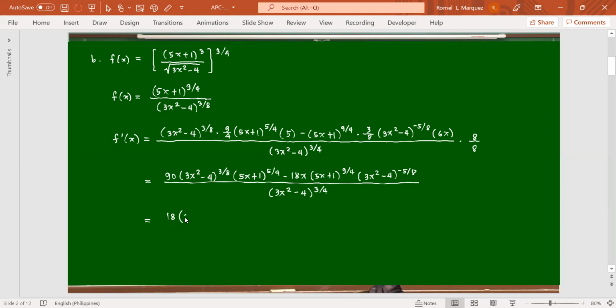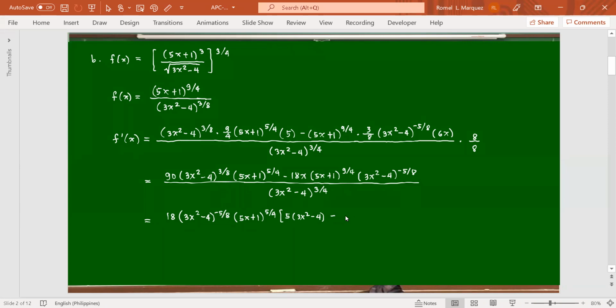Guys, 3x squared minus 4. Which one is smaller, the 3 over 8 or the negative 5 over 8? Negative 5 over 8. So, no? And then what about here? 5x plus 1 raised to 5 over 4. Okay. What is left here? 5, together with 3x squared minus 4. Am I right, guys? So 1 means 8 over 8. 8 over 8 plus negative 5 over 8 is 3 over 8.